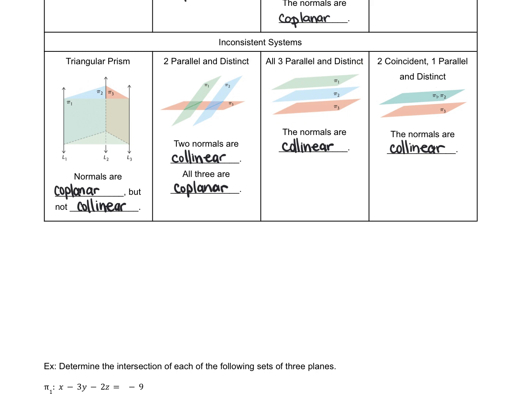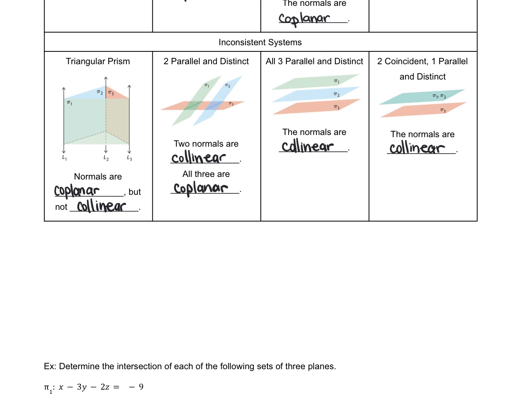You can have all three planes being parallel and distinct, so absolutely no intersection here. All the normals will be collinear. And actually, if you look at the equations themselves, you can multiply the equations by a number to get the other coefficients of x, y, z. It will not apply to the constant.